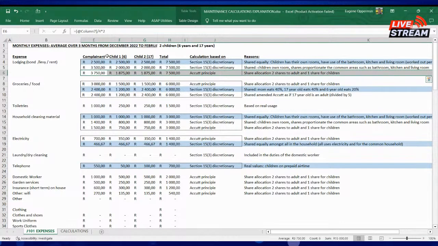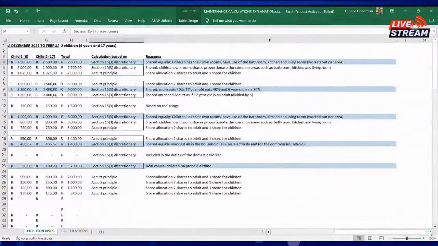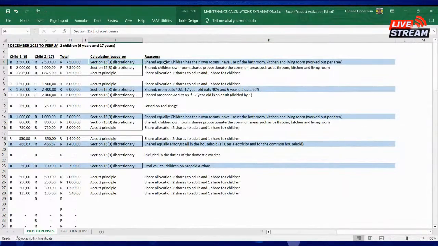Okay, if we share, we go to the top portion. If we share that amount of lodging, remember now there's mom and then there's the 2 children, 6-year-old and 17-year-old. If we share that equally, and the reasoning for that is we share it equally because the children have their own rooms, they've got full access to the bathroom, they've got full access to the kitchen, and they've got full access to the living room.